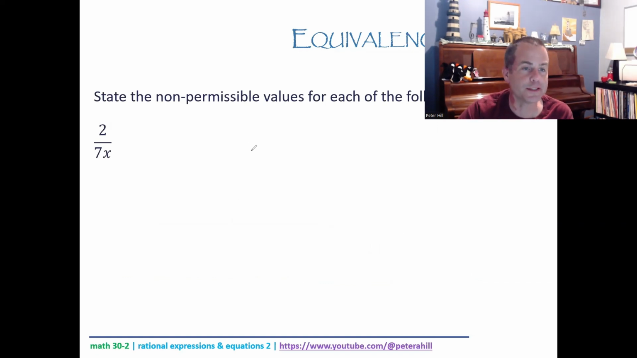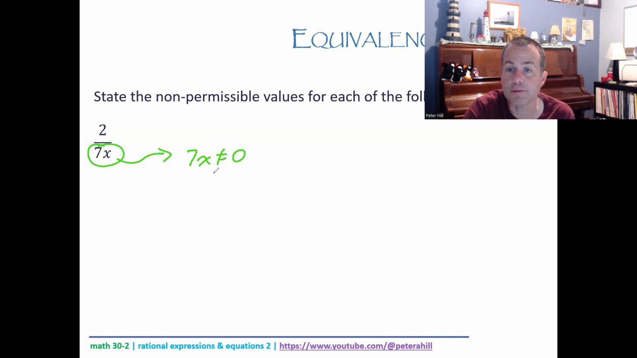Okay, so in this first example, we have 2 over 7x. What we're trying to decide is what value for x, what value for my variable, would cause this whole thing to be 0. Now, the easiest way to do that, friends, is just to take the denominator and set it equal to 0. That's what we don't want. So I'm actually going to say 7x can't equal 0. That's what that slash through it means.